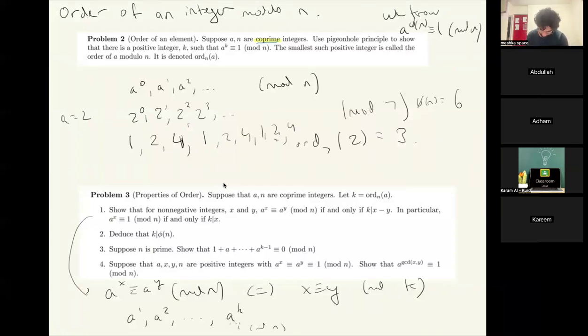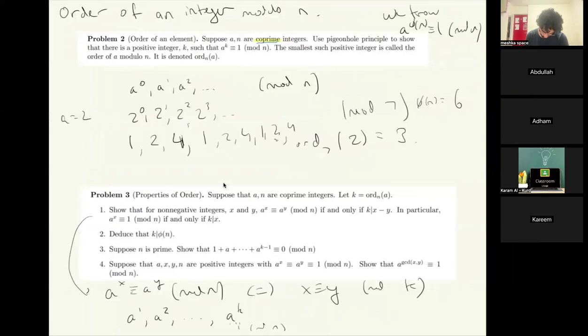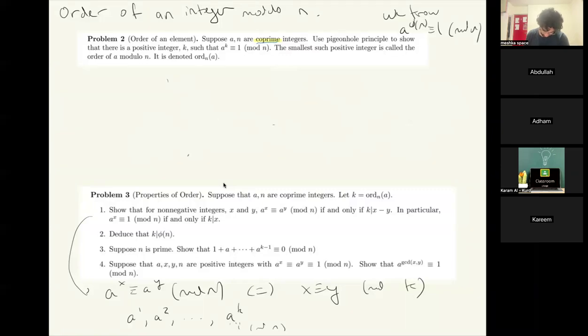So suppose, I need space, so let's create some space. Maybe I erase what's here. So I have the order, so I have A to the 1 through A to the K. Now suppose X and Y are between 1 and K, and suppose A to the X is congruent to A to the Y mod N. I need to show that X and Y are the same, right? How do I do this?